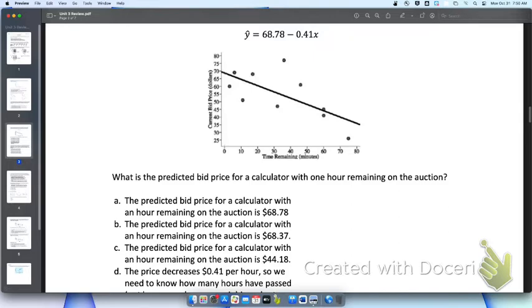So should I plug in a 1? No, I need to convert 1 hour to 60 minutes. So the predicted price for a calculator with 1 hour, or 60 minutes, would be... There are two ways you can do this. Way number 1 is go to 60 minutes, go to the line, and approximate where that is. About what do you think it is? It looks like it's about 45. Now, how can I get the exact answer? 44.18. Perfect. I can plug 60 minutes into the equation for X.